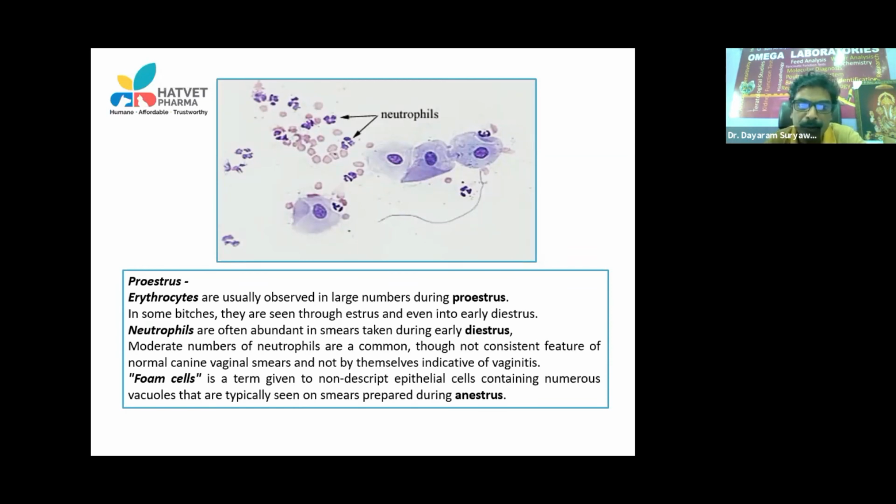Moderate numbers of neutrophils are common, though not a consistent feature of normal canine vaginal smears, and not themselves indicative of vaginitis. Foam cells is a term given to non-descript cells containing numerous vacuoles, and they are typically seen on smears prepared during anestrus. Whenever the anestrus phase is there, we can see some foam cells. So proestrus is characterized by the presence of erythrocytes, and sometimes at the early stage of diestrus we get the neutrophils.